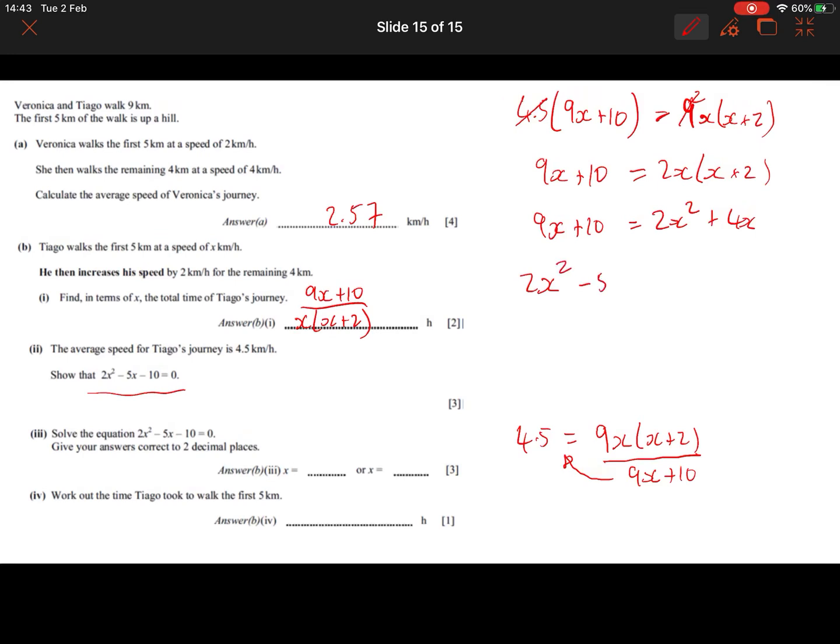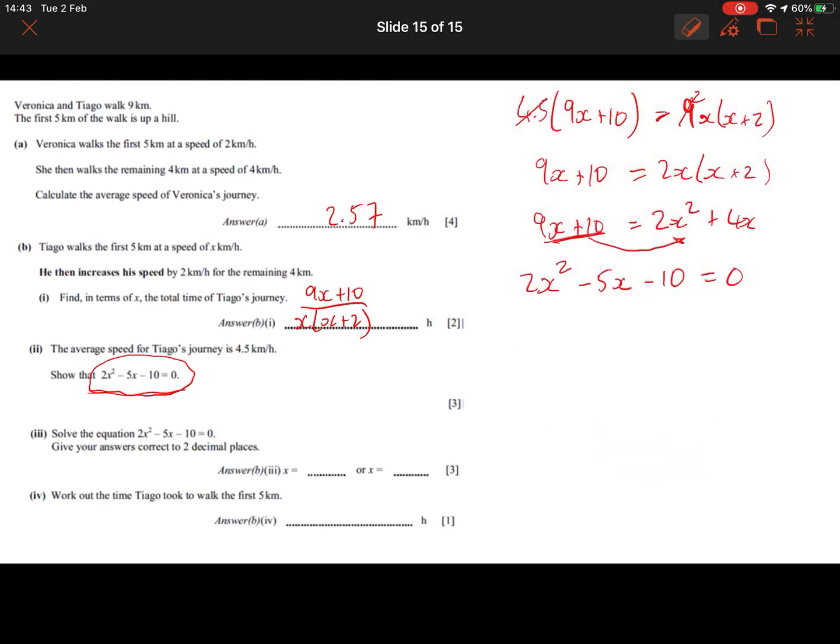And so, remember I need to make everything equal to 0 on one side to solve a quadratic equation. So I'm going to get 2x squared minus 5x minus 10 equals 0, which is just what happens if I move this to the other side. So that is how I show that that is a quadratic equation that we can use to solve for x.